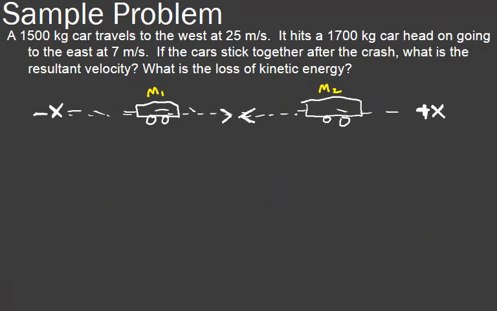So let's go ahead and do this one here where the 2 cars hit and they stick together. And we have a 1,500 kilogram car going to the west at 25 meters per second. It hits another one going to the east at 7. And when we want to find the final velocity, that's the first part. And then the second part is we want to find the loss in energy, where we look at the energy before, the energy after. So yeah, go ahead and pause the clip and calculate the final velocity.